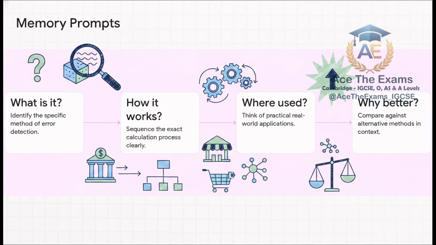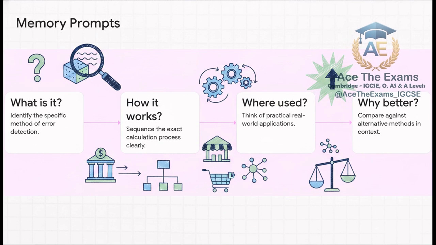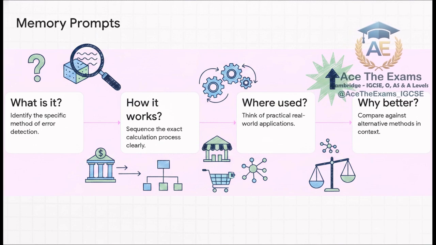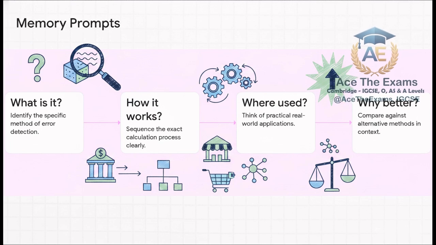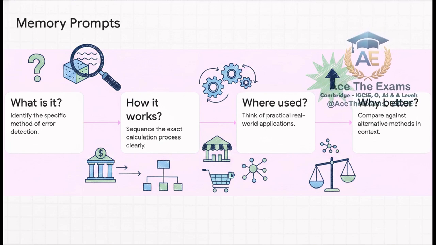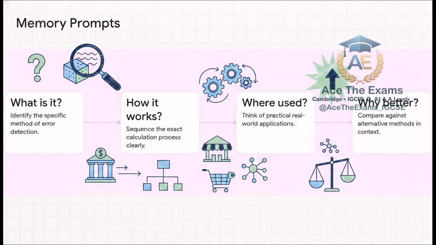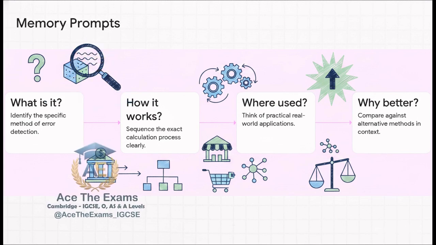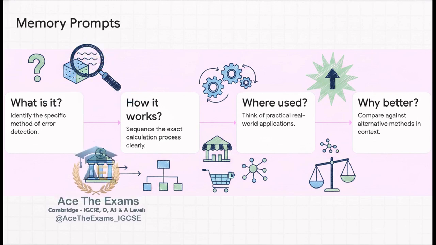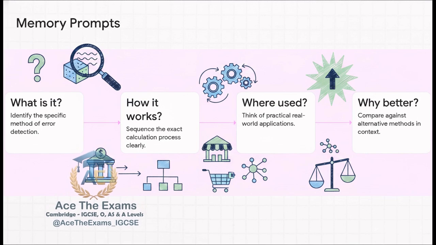Okay, first, what is it? Well, it's a method of error detection. Second, how does it work? You need to be able to sequence the exact process, like recalculating a block of transmitted data. Third, where is it used? Think of practical applications here, like a banking or retail system. And fourth, why is it better or worse than an alternative? Seriously, if you can answer these 4 prompts, your knowledge is finally ready for the exam paper.